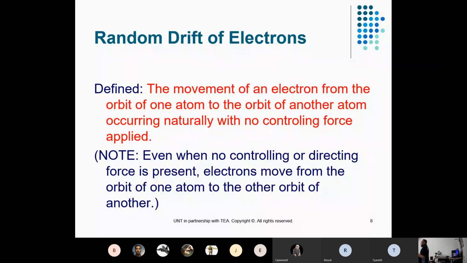Random drift. This is another definition you probably want to know. Random drift of electrons is the movement of an electron from the orbit of one atom to the orbit of another atom. This happens naturally. So that's random drift. This is when you're not forcing it to jump from one atom to the other. This is where electricity is coming from. Make sure you get that.